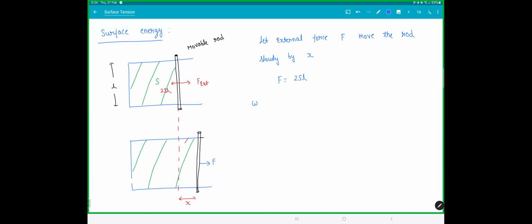So here, what is the work done by external force? The work done by external force is F into displacement. But you also know work done by external force is change in potential energy plus change in kinetic energy. Kinetic energy is zero since it moves slowly.